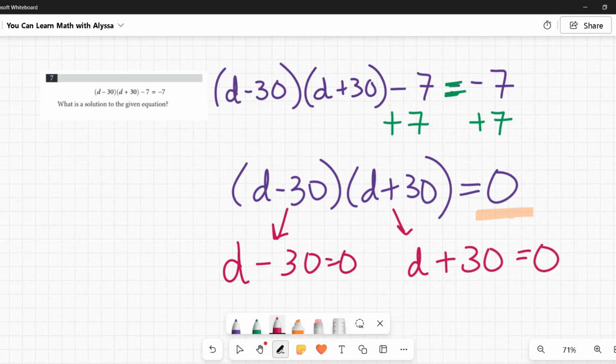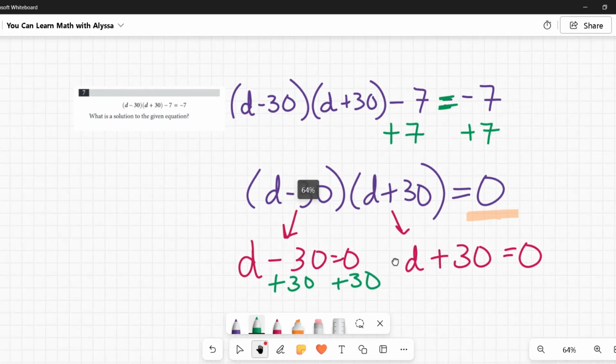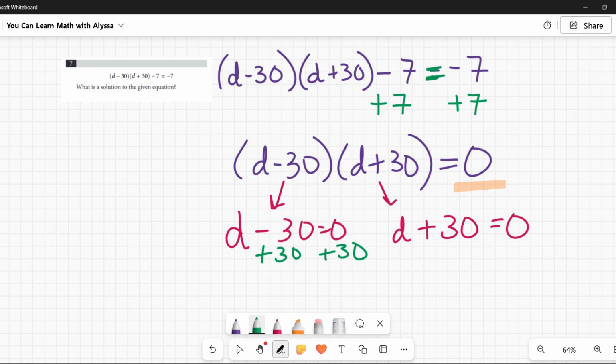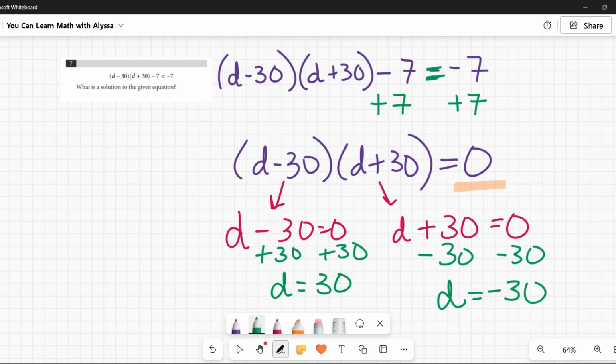Over here on the left, D minus 30, to undo that minus, we're going to add 30 to both sides. Let's zoom out a little bit because I always write too big. I just get D on the left, and on the right, I have 0 plus 30, which is 30. On my other one, D plus 30 equals 0. The opposite of adding is subtracting, so I'm going to subtract 30 from both sides. D plus 30 minus 30 is just D, and 0 minus 30 is negative 30.